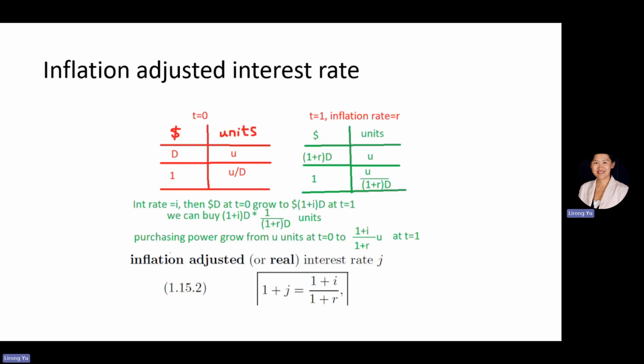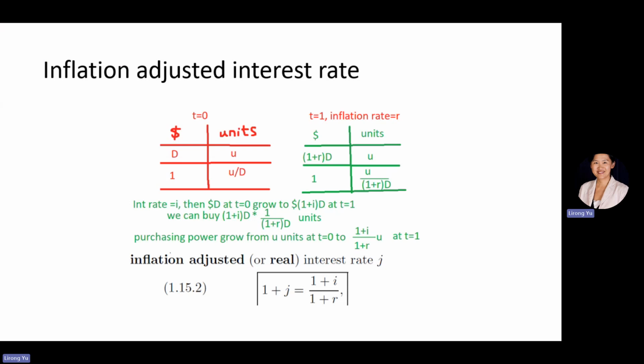Okay, so we're going to look at how we quantify inflation in relation to interest rate. So here, let's look at how inflation is going to affect us. If you save some money and earn 10%, this year's 100, next year's 110, you have 10% interest, which means that you have more money to spend.